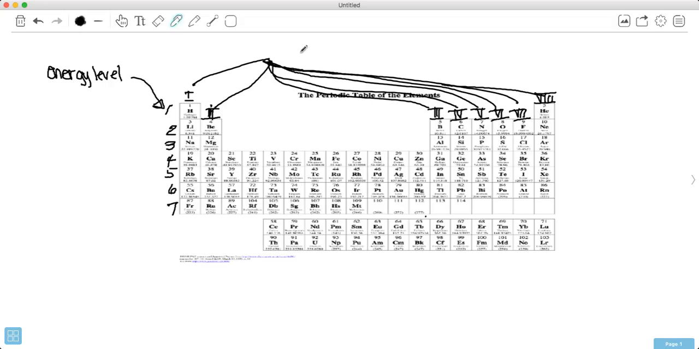The group numbers tell us the number of valence electrons. Valence electrons refers to electrons on the outermost energy level. Now there is an exception. Helium, while it is in group 8, only has 2 valence electrons. All right? So all the other elements in group 8 will have 8 valence electrons, with the exception of helium. Helium only has 2 valence electrons, okay?